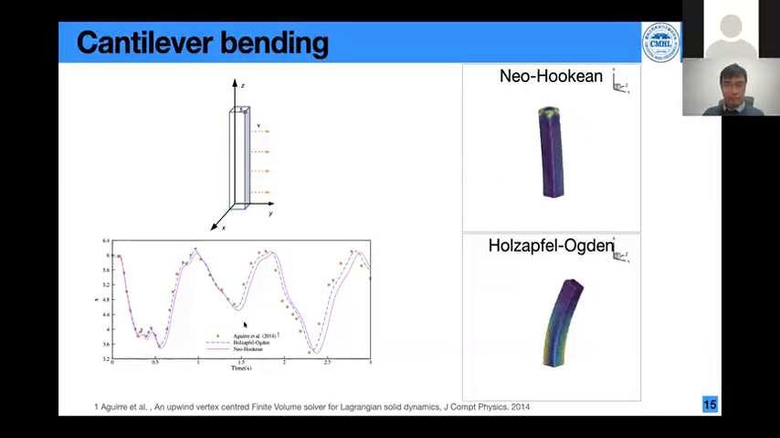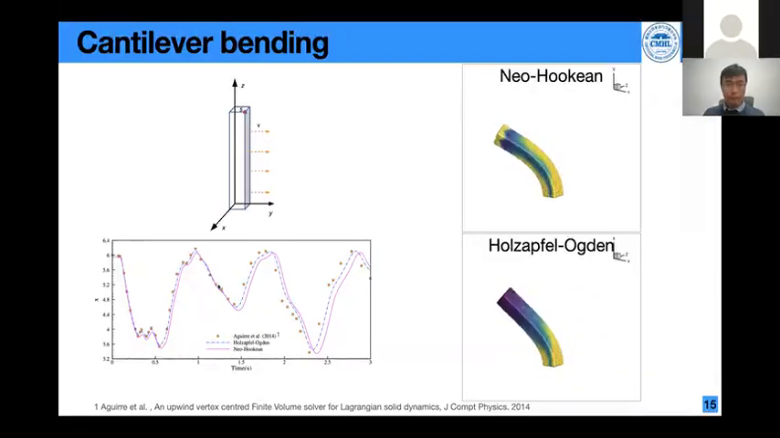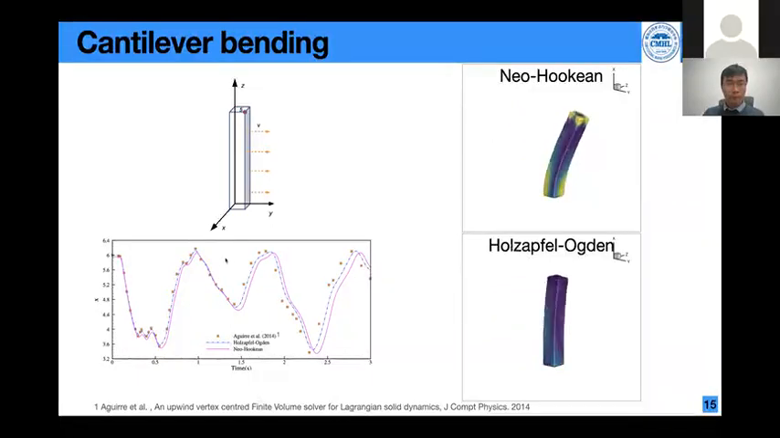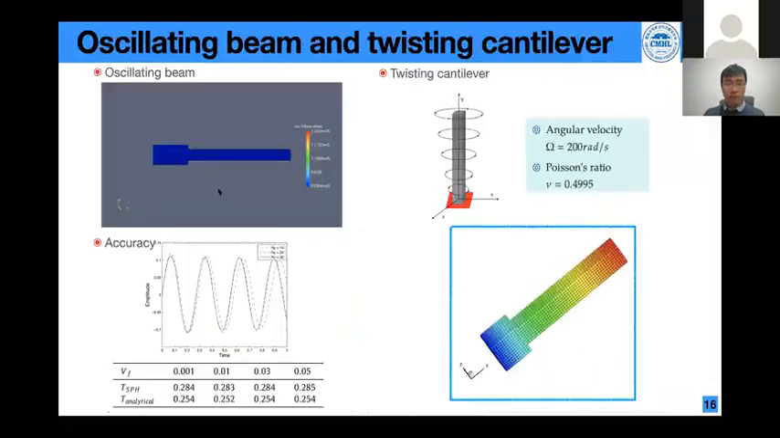Here we compare the present results of the time history of the point S with the FEM simulation results. As you can see here, for both material models, the deformation of the cantilever is accurately predicted compared with the FEM solver. Then we validate the solver in another benchmark test, the oscillating beam.